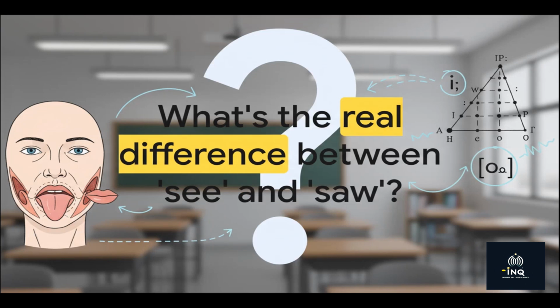So think about this for a second. What's the real difference between the sounds in "see" and "saw"? I mean, yeah, it's a simple question, right? We can all hear that they're different. But what if I told you there's a super precise scientific way to describe exactly what your tongue and lips are physically doing to create that difference? It's not just some random sound. It's physics happening inside your head. And by the time we're done here, you'll be able to describe it just like a phonetician.